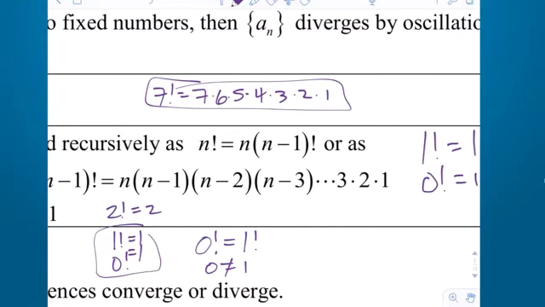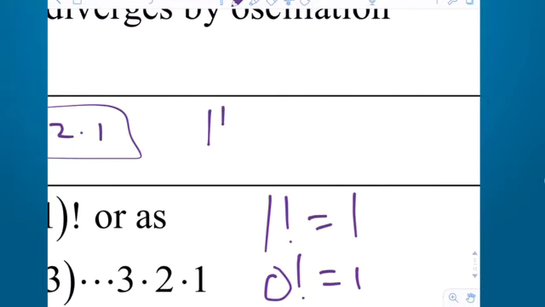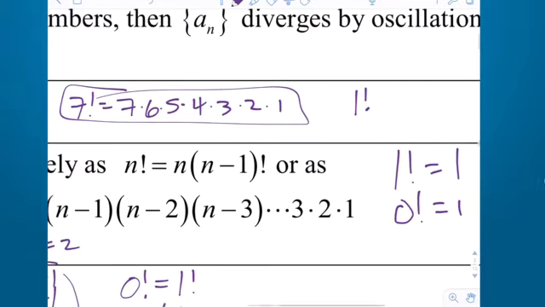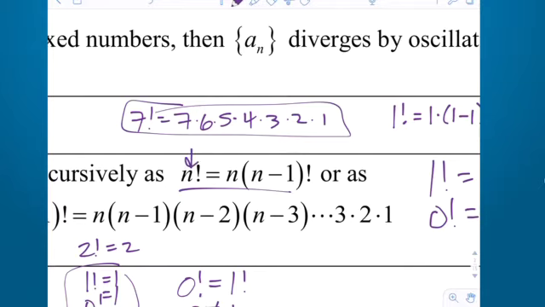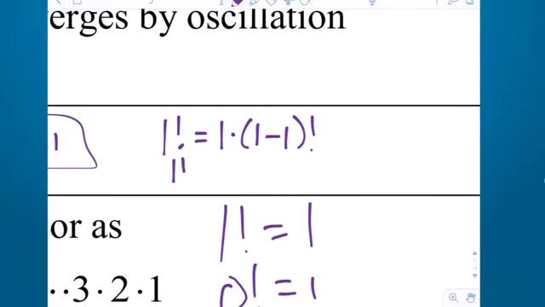Here's why. If you look at the recursive relation, 1 factorial is equal to 1 times 1 minus 1 factorial. That's what this says. Well, let's simplify that. That means 1 factorial equals 1 times 0 factorial. What's anything times 1?